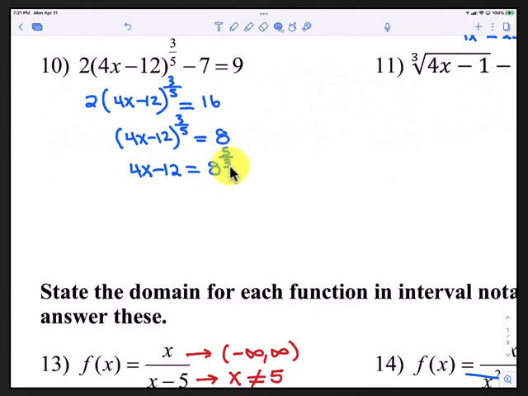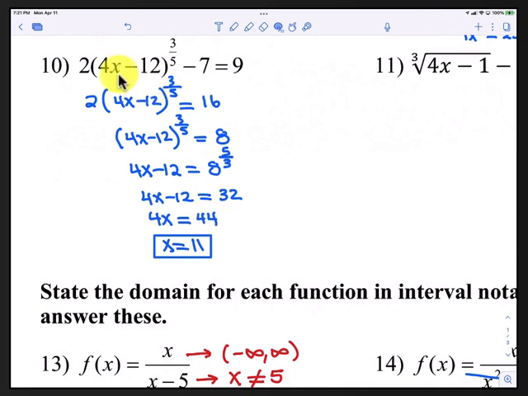That means we're going to take the cube root of 8 and then raise that to the 5th power. So the cube root of 8 is 2, and then 2 to the 5th is 32. So 32 is on the right. Now let's add 12 to both sides. So we get 4x equals 44, and then divide by 4, and we get x is equal to 11. And when you plug in 11, it does work, so that is our solution.